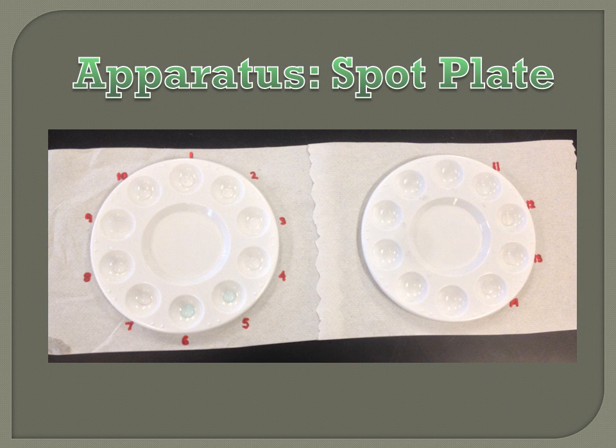To best organize the 14 unknown solutions, a spot plate should be used, and don't forget to number each spot for ease of data collection. Pipettes will be used to transfer no more than 5 drops of each solution into its own spot. A single pipette should be used for only a single solution, so be sure to have plenty on hand.